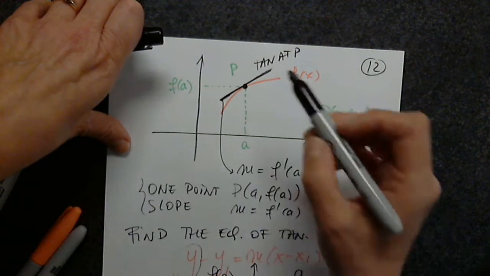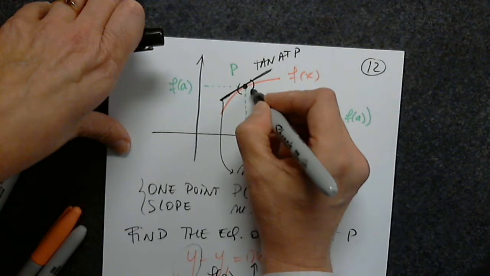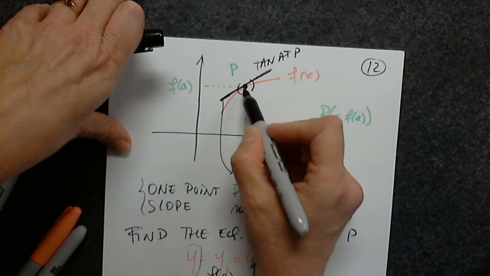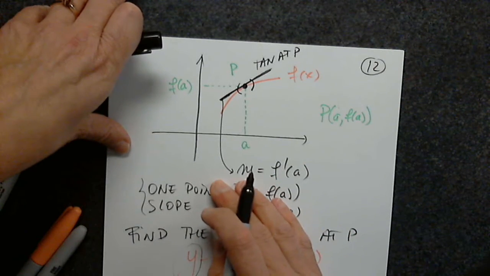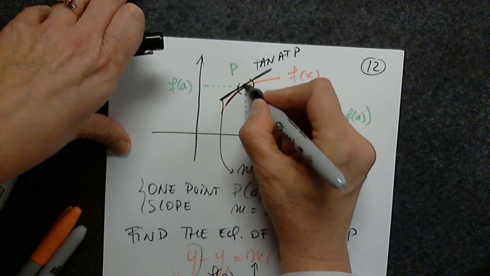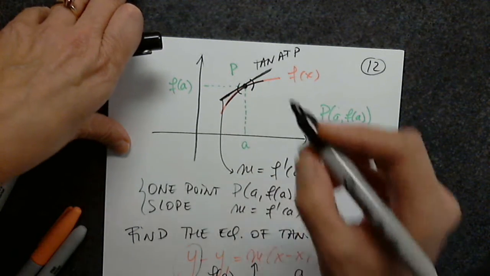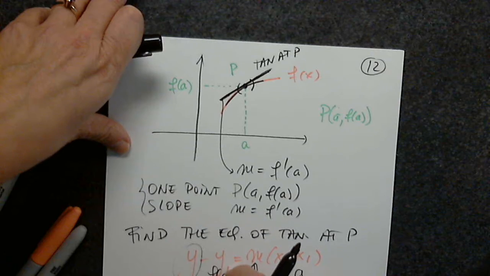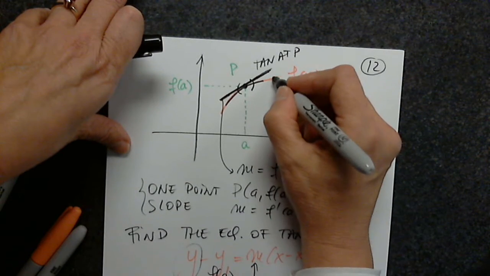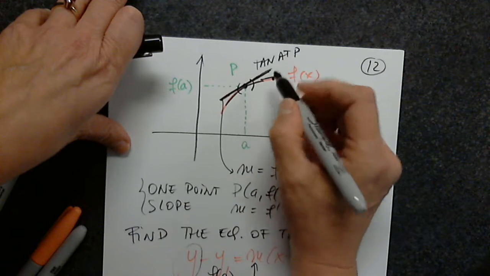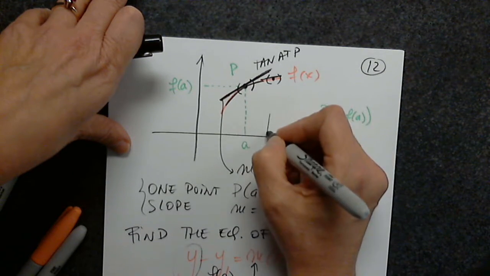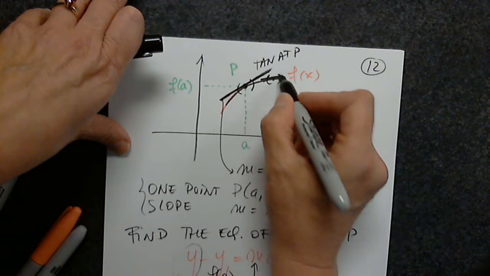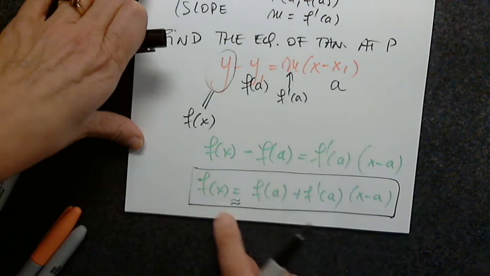I claim that near A, very close to A, it doesn't matter whether I evaluate the function using the function or I evaluate the function and get an approximation using the tangent. At this point, near this point, it doesn't matter whether I use the function to evaluate or this tangent to evaluate. And this is the equation of the tangent line.